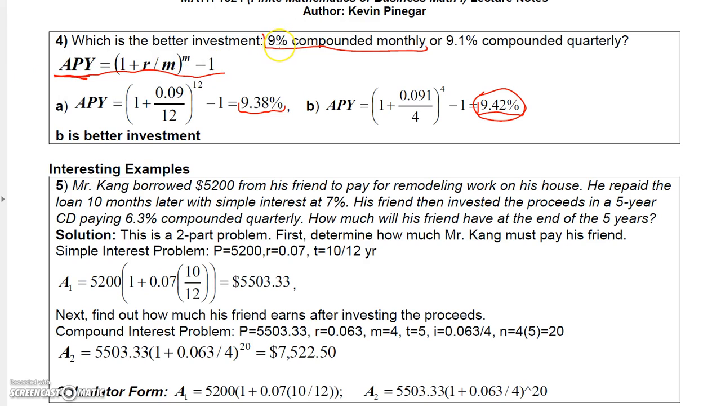The reason these are difficult to compare is because here the compounding is better because you're compounding monthly, but over here the rate is better. So it's hard to know which one in the long run is going to be better off. But by doing this APY formula, we can see that the second one is the better investment.